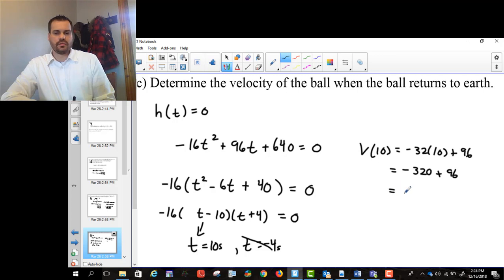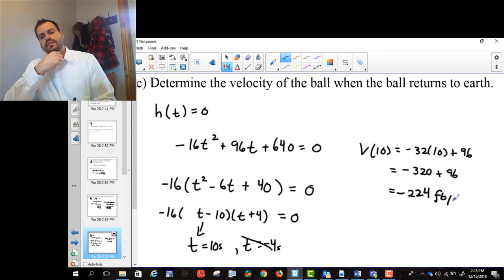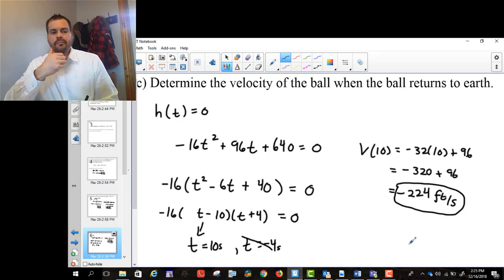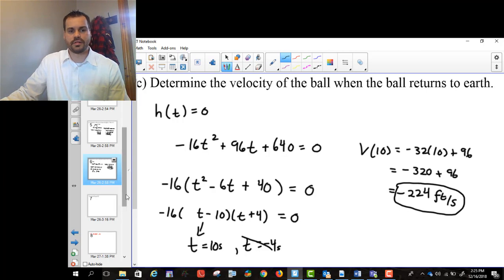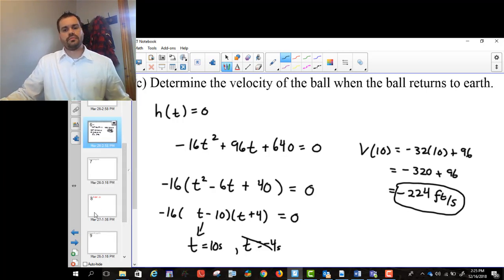And that is negative 224, and that is in feet per second. Okay, so that is the velocity when it returns to Earth. And it's negative because it indicates that it's going down. Okay, so that's the concept in terms of velocity. And that's a pretty simple example, but it's the same kind of thing for all of them. It's solving what you guys are used to in terms of physics questions, but with derivatives.